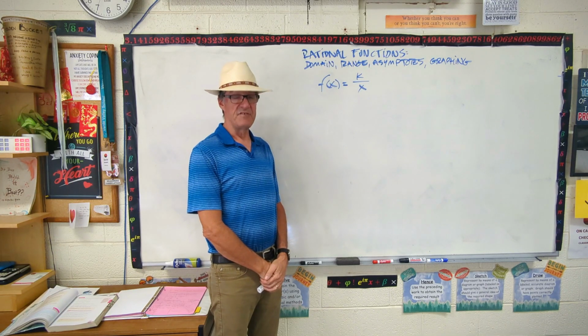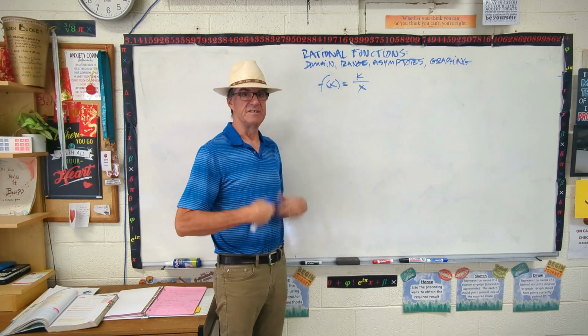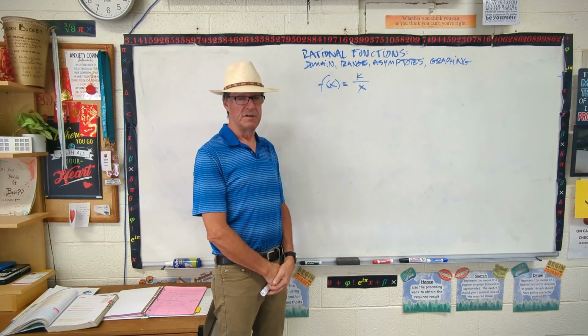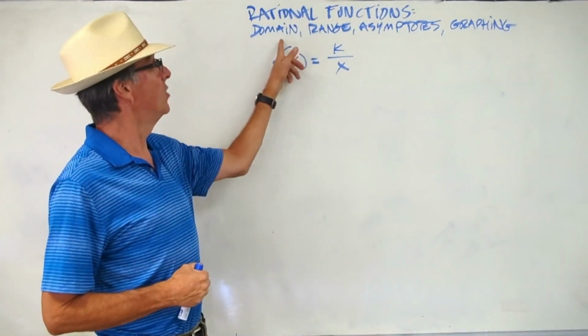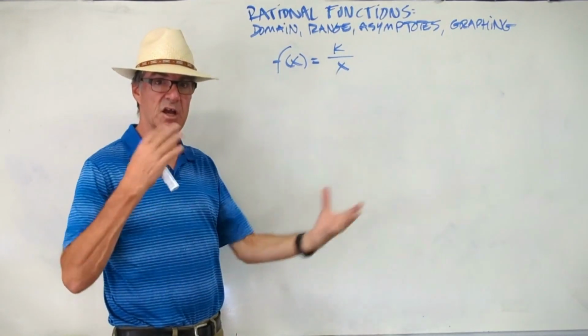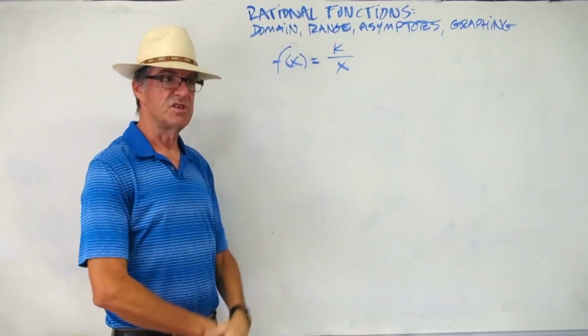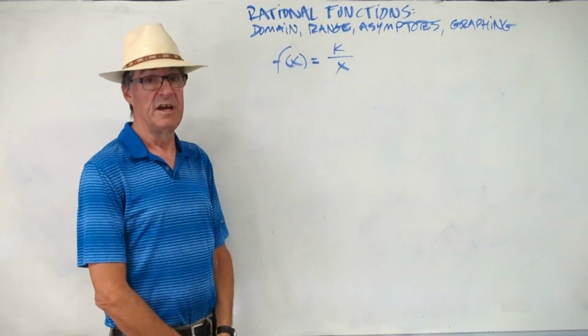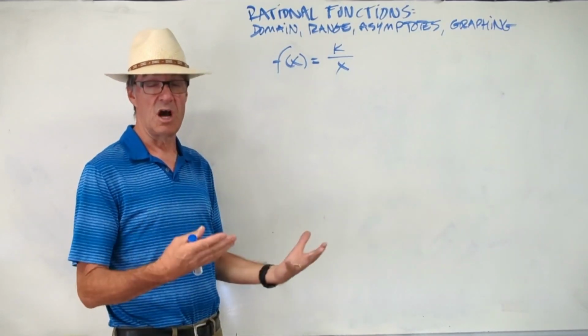Today we're going to dive into rational functions and tease out various characteristics and parameters of them. Mostly what we're going to talk about is domain, range, asymptotes, and graphing. This is going to be a soup to nuts explanation of the things that you can do with a basic rational function. Later in this chapter we'll get into the more complicated ones.